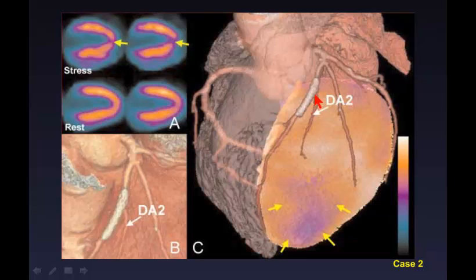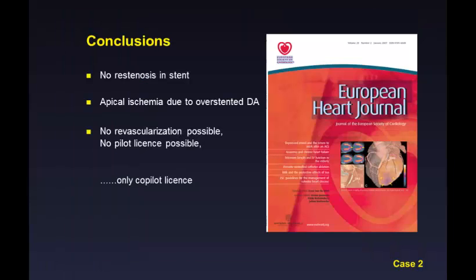Sometimes they can go through the stent and reopen this artery. In this case, due to the acute angle, probably they told me that they couldn't do that. So this patient ends up with an ischemia in the diagonal branch, which cannot be treated by revascularization, but rather by medication. So that's the conclusion. No restenosis in the stent, apical ischemia due to overstented diagonal branch, no revascularization possible, no pilot license possible. He is now only a co-pilot and not a pilot anymore.